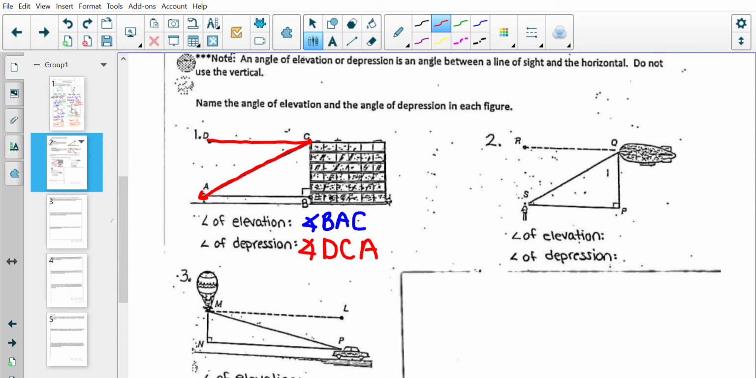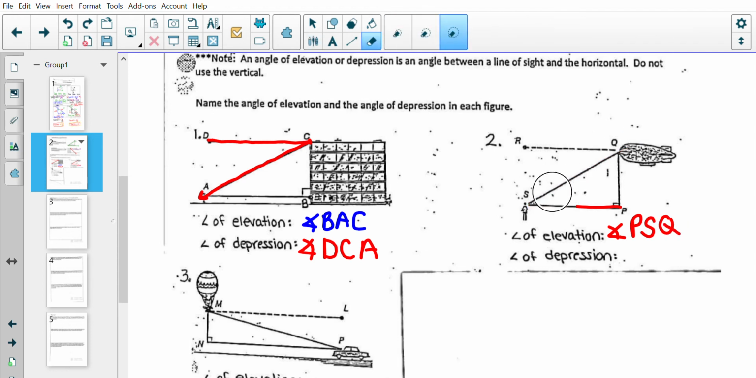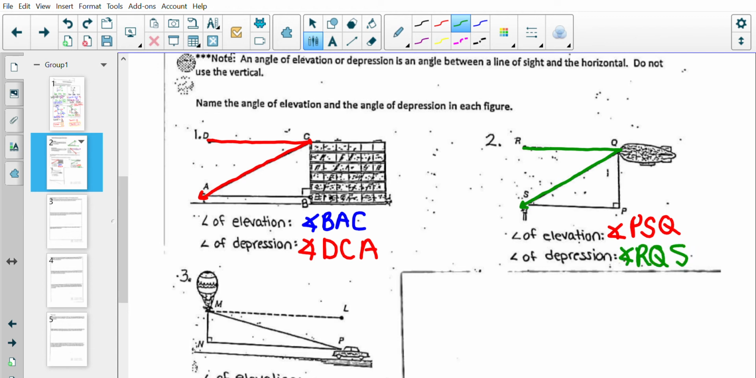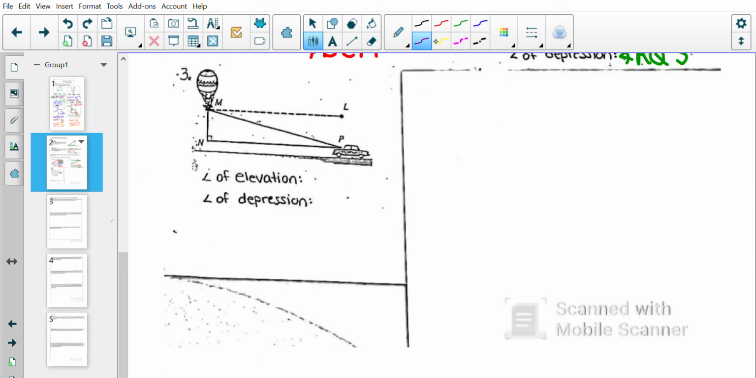Okay, next one, our angle of elevation. Again, we want our angle that's looking up. We're going to go from P to S to Q. So angle PSQ is our angle of elevation. And now our angle of depression has to be the angle that's looking down. So looking down, we're going to be looking at angle R to Q to S. That is our angle of depression. And the last one, our angle of elevation is angle NPM, and our angle of depression is angle LMP.